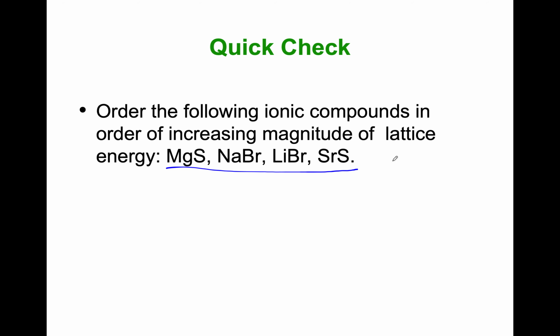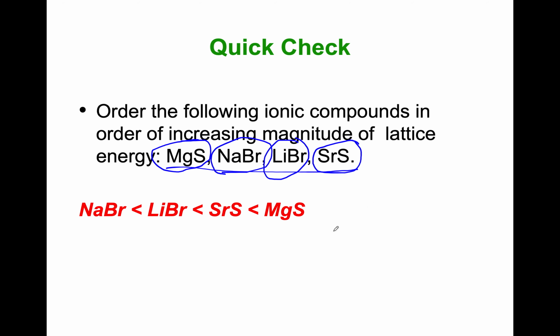I would encourage you to first think about charges. The +2, -2, +2, -2 ones are going to be more exothermic, so a greater negative value for lattice energy. Then these are your +1, -1, +1, -1. Then look at magnesium and strontium and compare the size. Remember, the smallest has the biggest, and then the next one. And again, these have the same charge, but lithium is smaller. That's why it's bigger than sodium bromide.